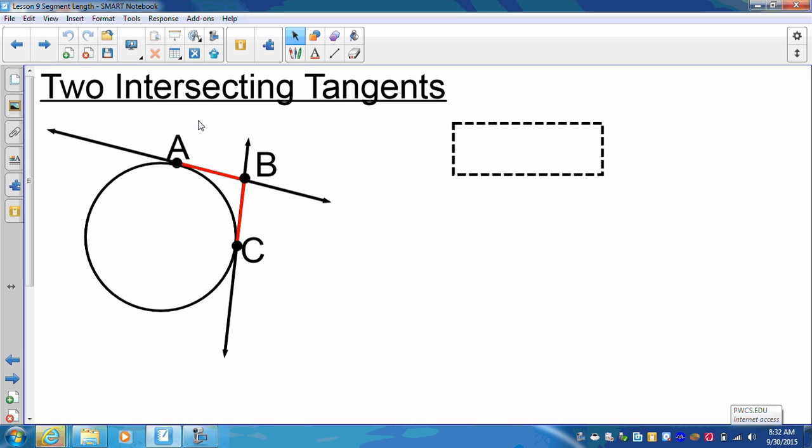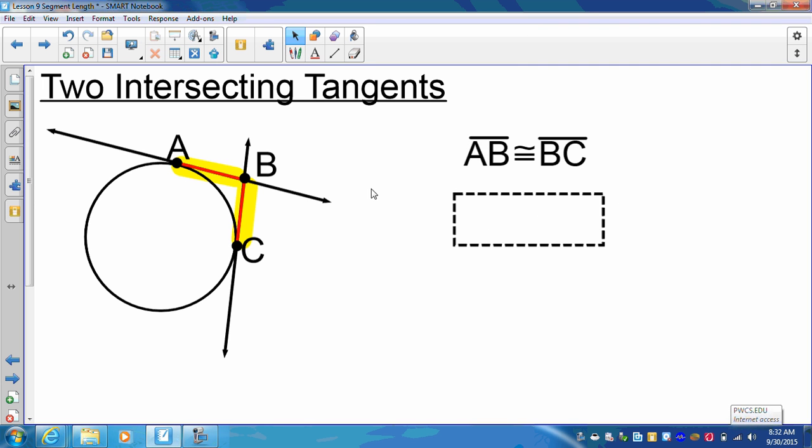So one way we can have segments interacting is if we have two tangent lines. Again, tangent lines just touch the circle at one point, so at A and C. And if I have two tangent lines that intersect at point B here, outside of the circle, then I know that the segments they create are going to be equal. So segment AB and segment BC have the same length. So we can say AB and BC are congruent.